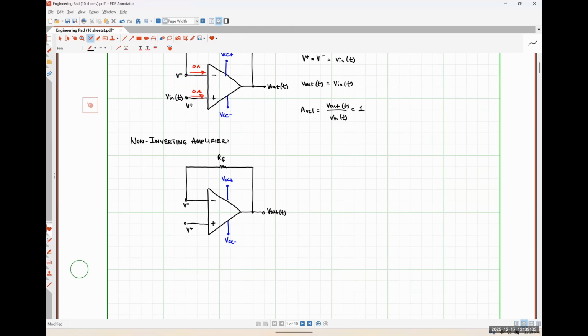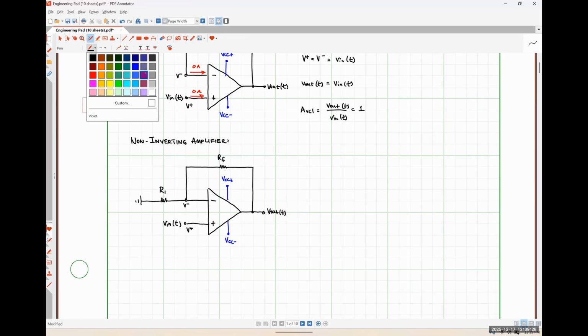I'm going to connect a resistor on the inverting input terminal over here as well, where the left leg is going to be set to ground. I'll call this resistor R1. And I'm going to apply an input signal V in as a function of time here. And I'm going to do this in purple.